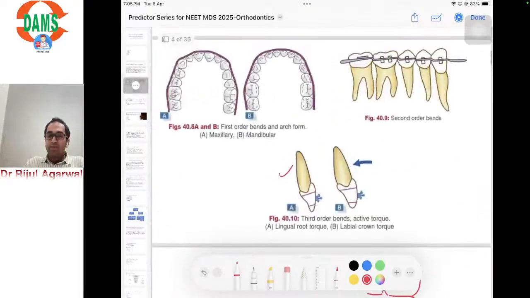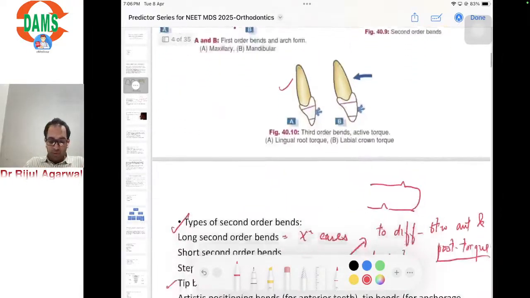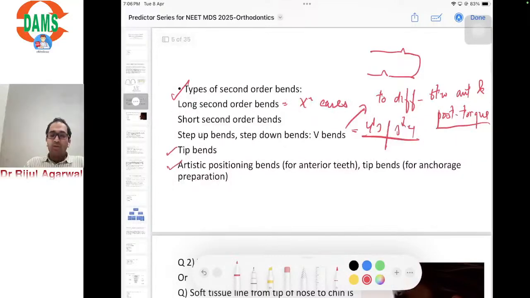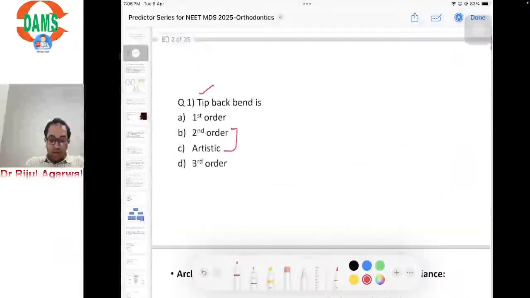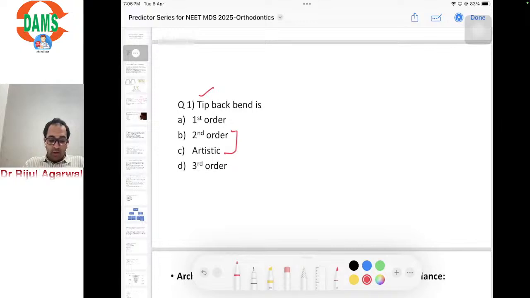So these are the tip bends. They are used to tip the teeth. And lastly are the artistic positioning bends. These same tip bends, when given in the anterior teeth, are known as artistic positioning bends. And tip bends are used for anchorage preparation. Why? They are used to tip the crown back. So here in this question, the most appropriate answer would be second order. Tip bends are second order bends, and second order bends comprise both tip bends and artistic positioning bends.